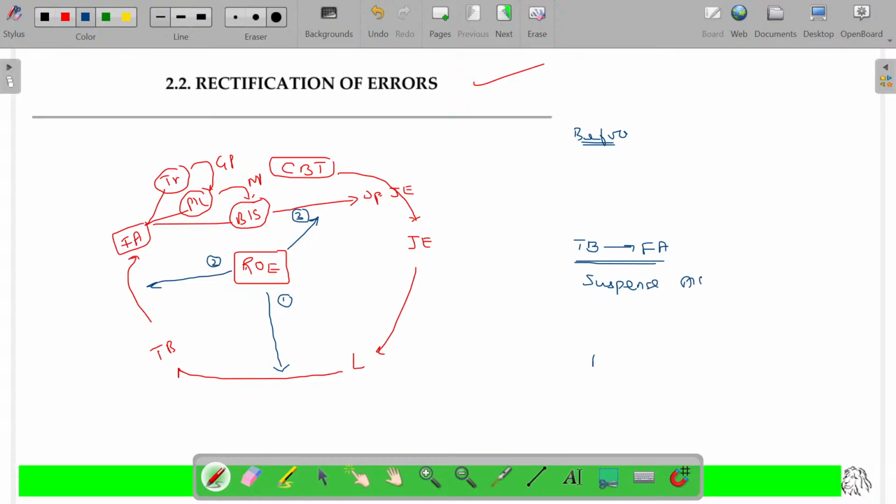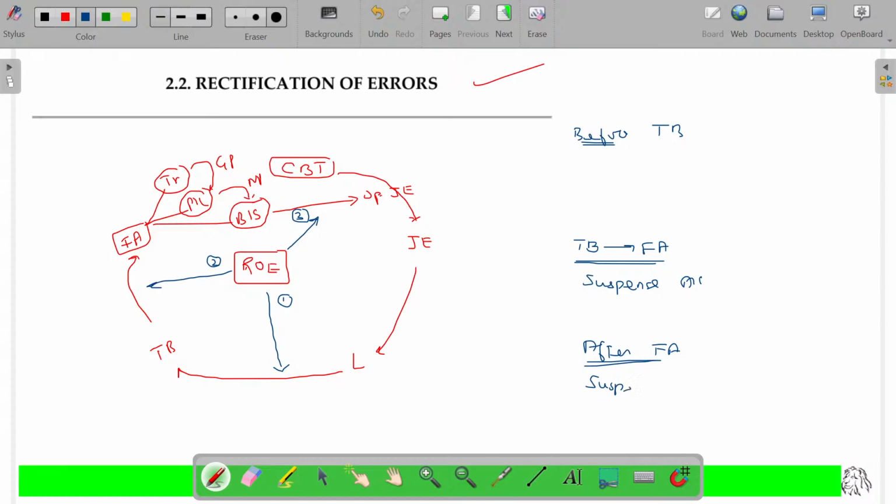And when you find out and rectify the error after the final accounts, this is before trial balance, this is after final accounts. In case you are finding the error and rectifying it after the final accounts, of course, if the error has impact in only one side, it will not tally. The difference is kept in a new account called suspense account.